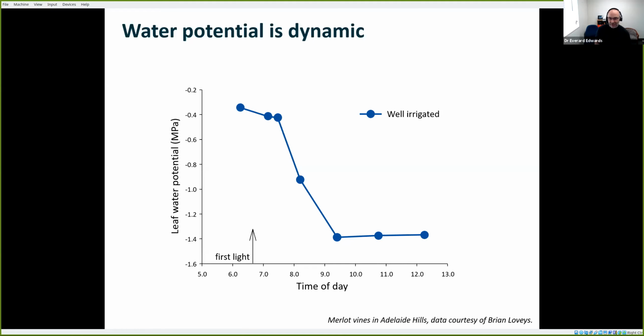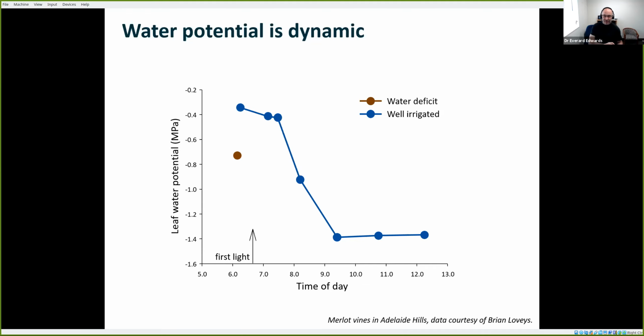And then at some point during the day, the plant is recognizing it's getting to a semi-critical point where there's risk of damage to the leaf. And so it closes the stomata up, and that stops the water potential dropping any further. And that will depend on the atmospheric conditions and the region as to where that point exactly is.